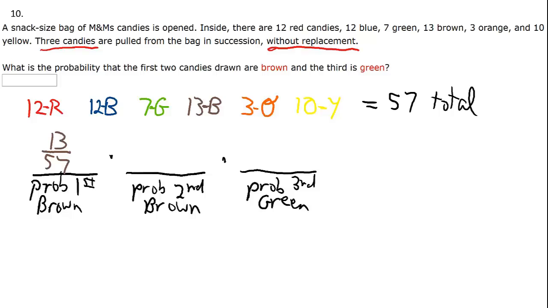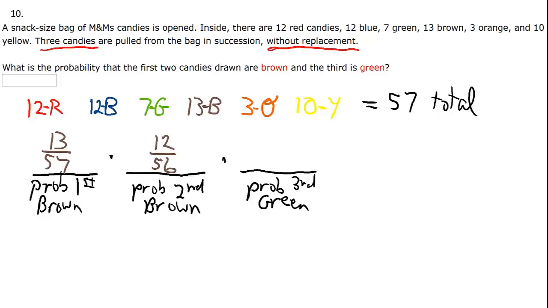Now, you're drawing without replacement, so what's the probability the second one is brown? Well, you didn't put the brown one back in, so now you only have 56 total, and you took one of the browns, so there are only 12 browns left, so the probability that the second is brown is 12 out of 56. If you'd been drawing with replacement, it would have still been 13 out of 57, but we're not here. Now what's the probability the third one is green?